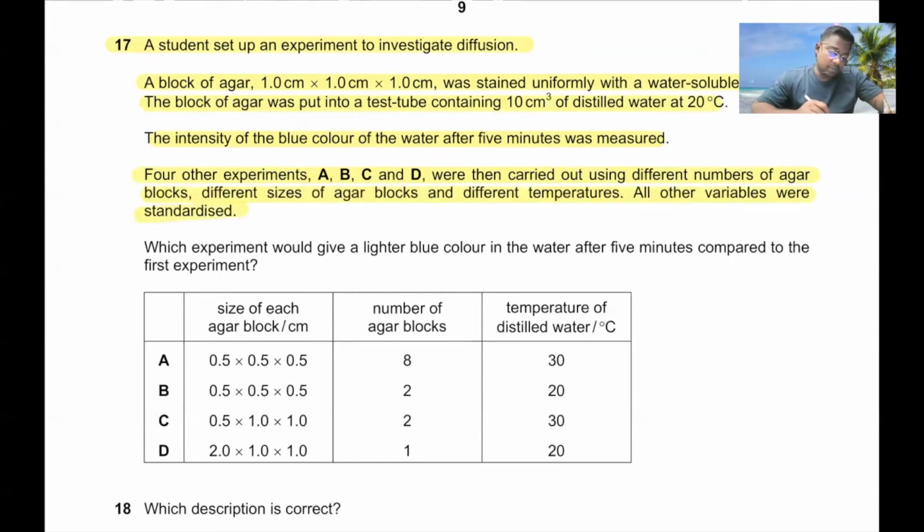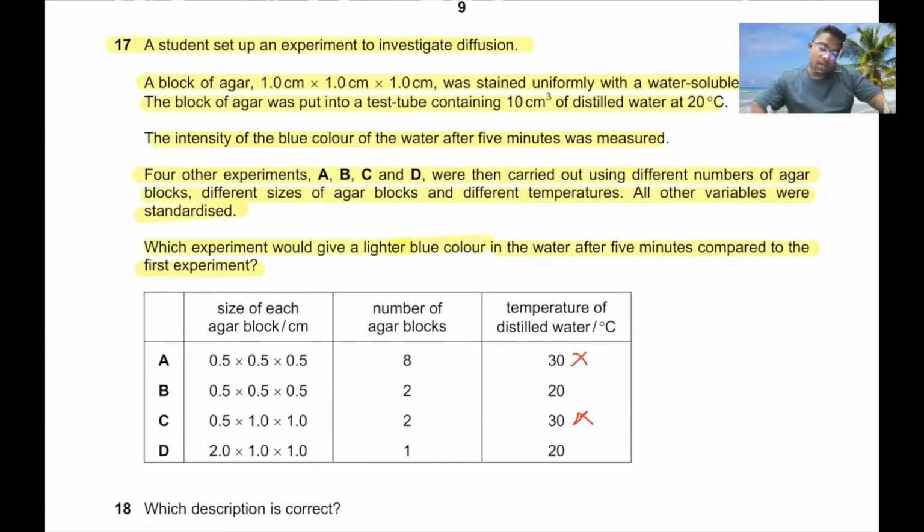All other variables were standardized. Which experiment would give a lighter blue color in the water after 5 minutes compared to the first experiment? Well, if we compare to the first experiment, we must of course eliminate the higher temperature, because at higher temperature there will be more amount of pigment that will come out.